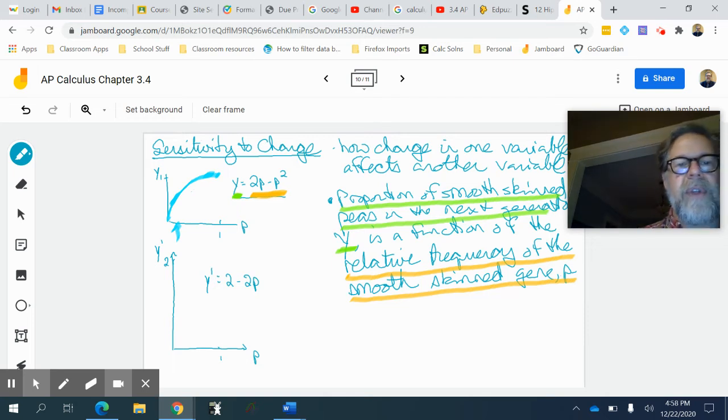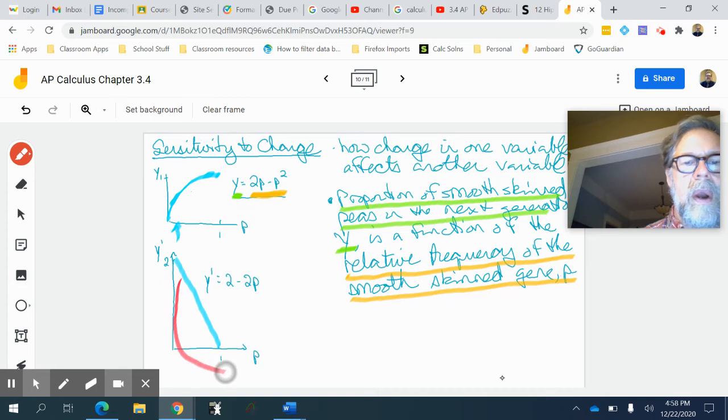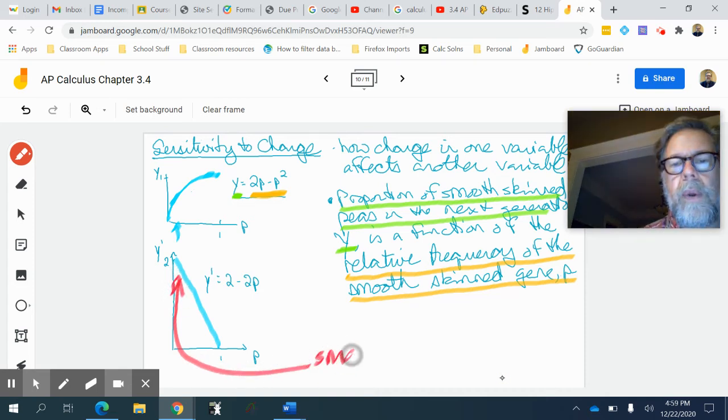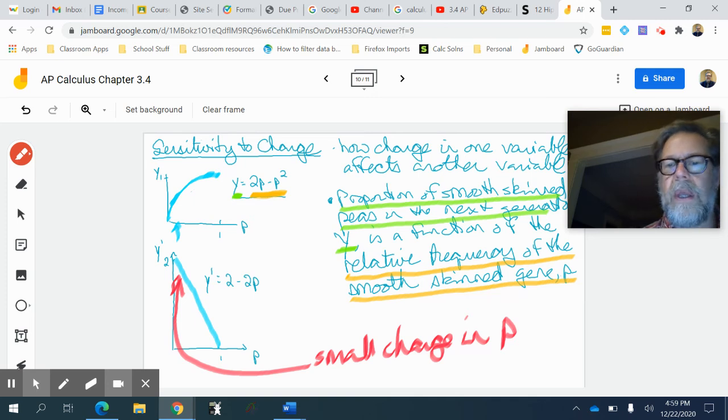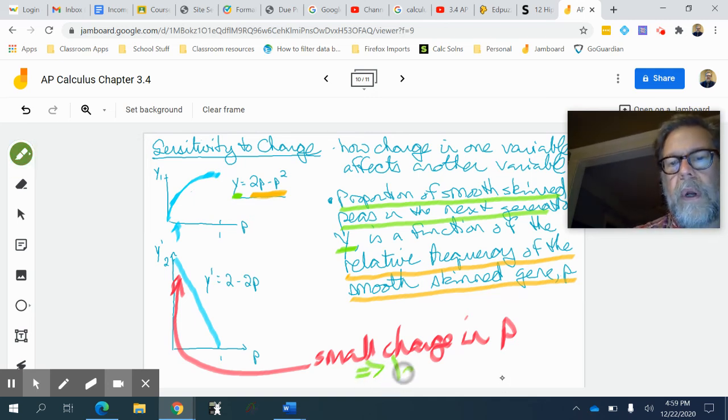So if I graph the first derivative, the actual derivative, what I get is this, and you can see, hopefully, that up here, a small change in P, the frequency of the gene, leads to a large change in what happens in the next generation.